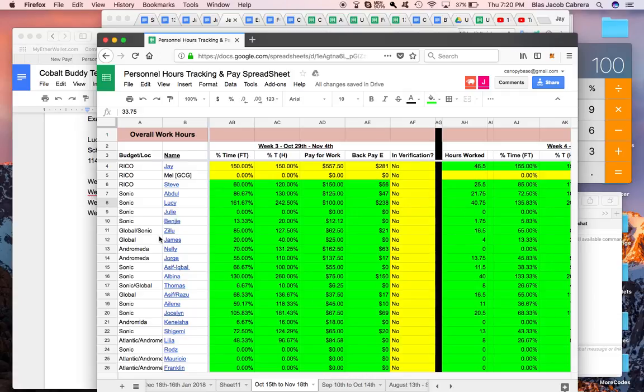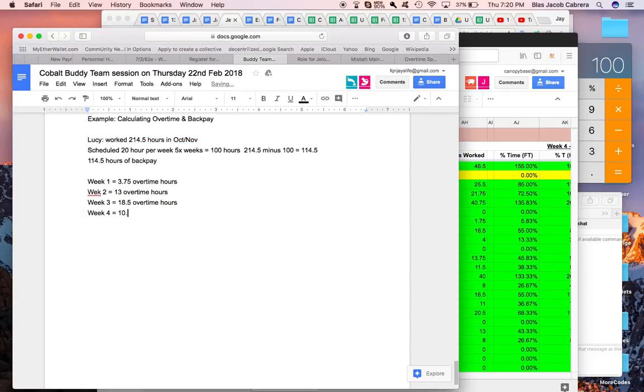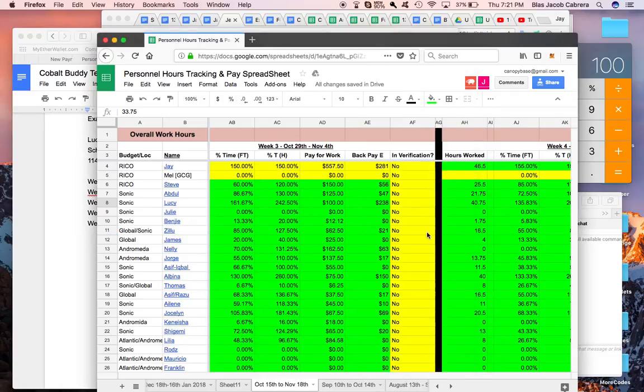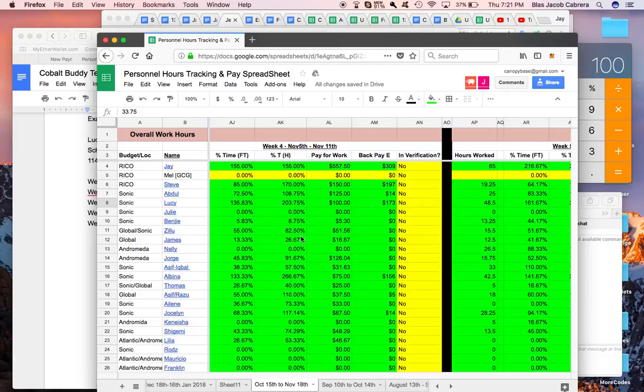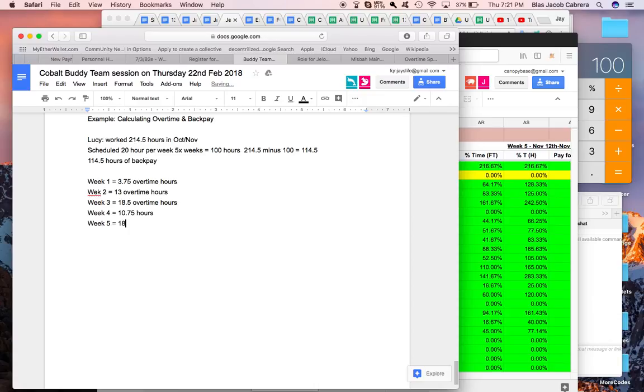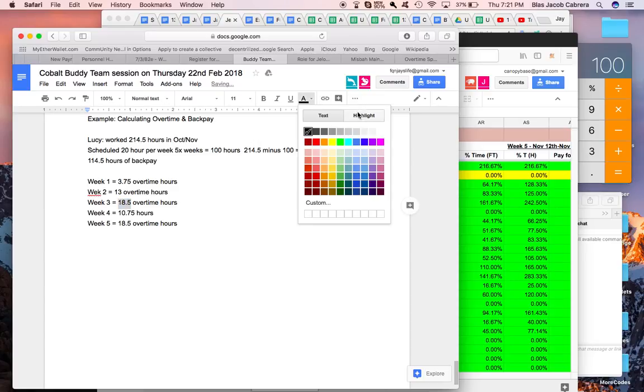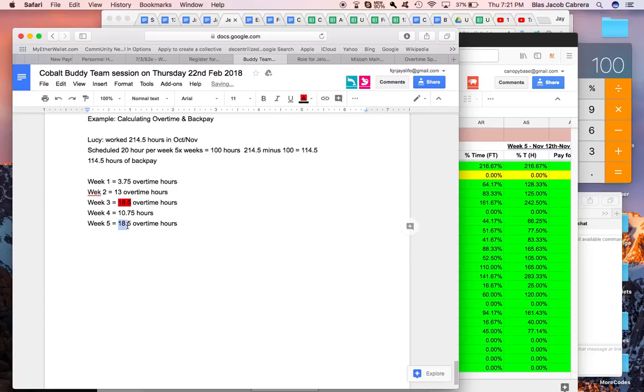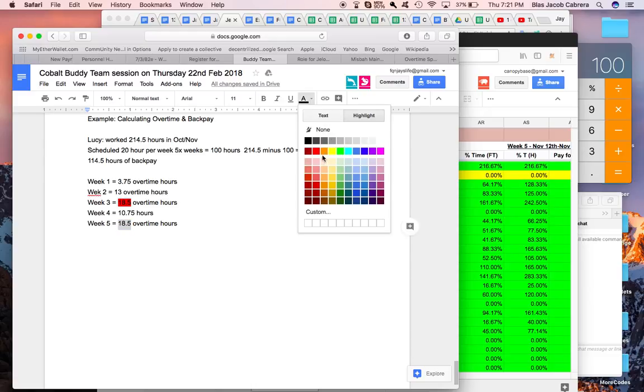And week 4 is 10.75 hours. Week 5 is 48.5, which would be 18.5 hours again of overtime. So it's a little odd that you would have 18.5 exactly twice, but it's there. This would raise a flag for me. Overall, it's just a lot of hours without having output. So that's a flag, but this particular 18.5 hours is a little odd as well.